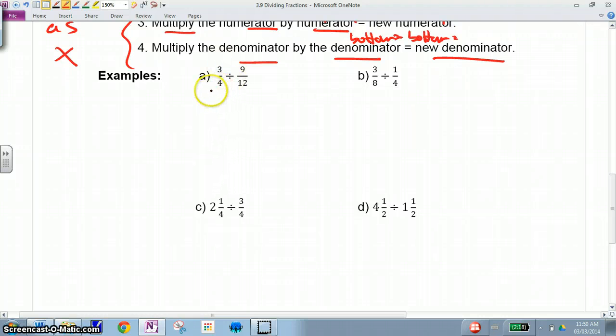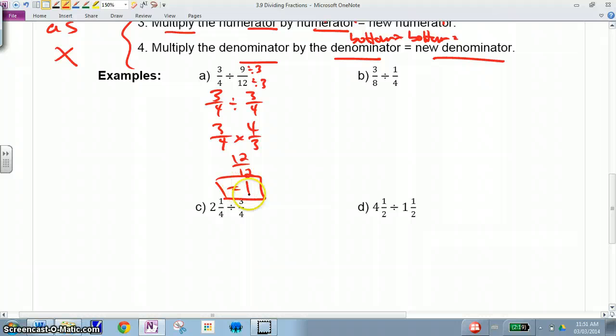So first we're reducing fully. This 3/4 can't be reduced, but we can reduce that 9/12. We can divide by 3, and we get 3/4 again. And now we do our steps. 3/4 times 4/3, flipping the second fraction and making it multiplication. 12 over 12 equals 1. Our answer is 1 whole. All right, why don't you go ahead and pause it, try the next 3, and then come back and check your work.